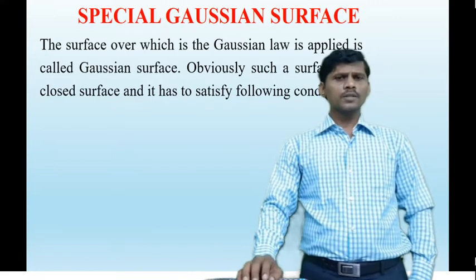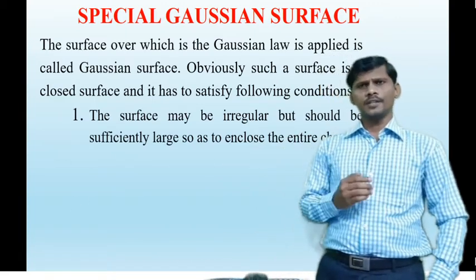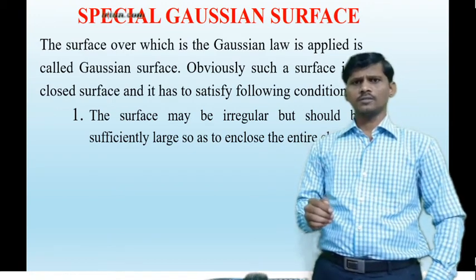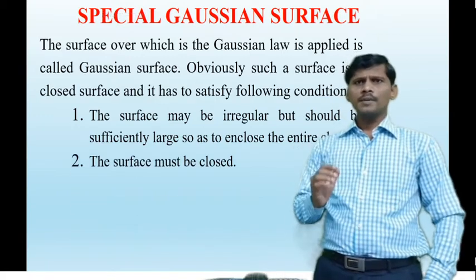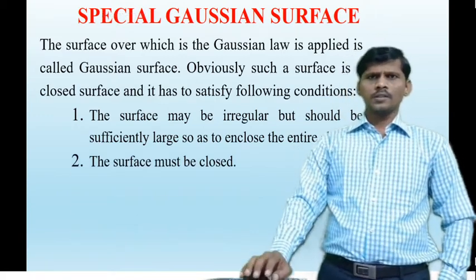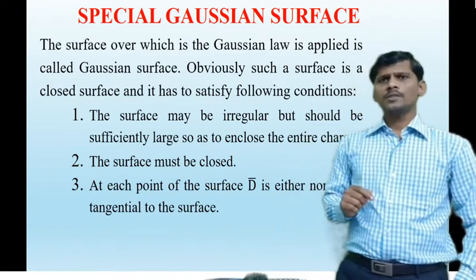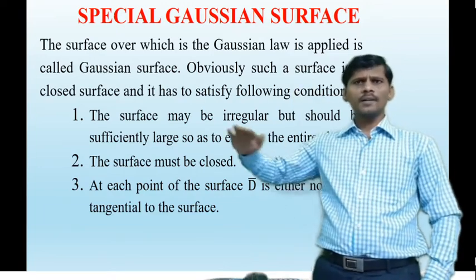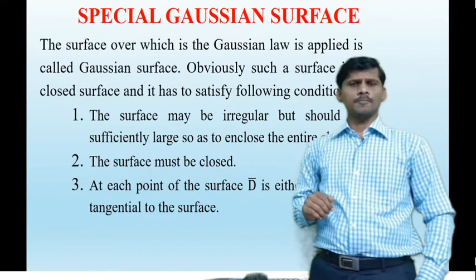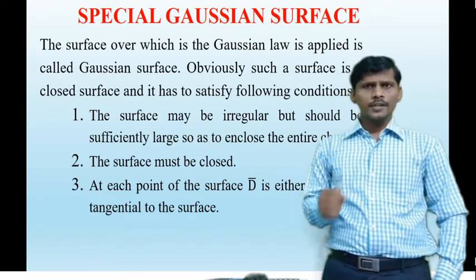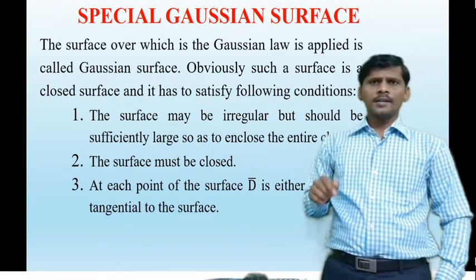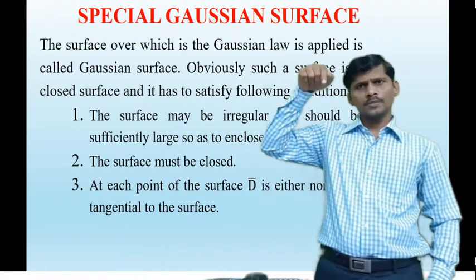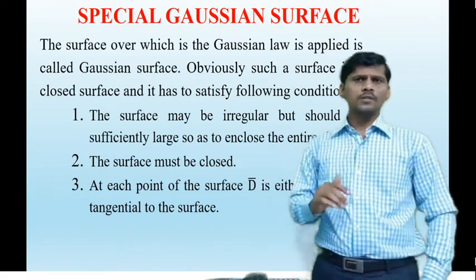First condition, the surface may be irregular but should be sufficiently large so as to enclose the entire charge. Second, the surface must be closed. And third property is, at each point of the surface, the electric flux density is either normal to the surface or parallel to the surface. Parallel means tangential. Normal means perpendicular to the surface. Tangential means parallel to the surface.